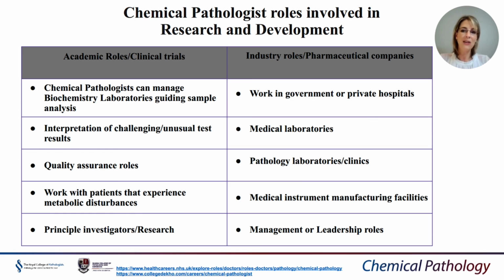So we can divide it into the academic roles and industry roles, or pharmaceutical roles. With academic roles, you can be a chemical pathologist that can manage biochemistry laboratories that guide sample analyses or use samples. You can be involved in the interpretation of challenging and unusual test results. Quality assurance roles, you can work with patients and clinicians that experience metabolic disturbances and require specialist services. And you can also become involved in research, clinical trial work, or even be a principal investigator in research that is being done.